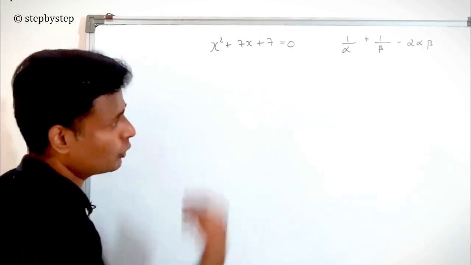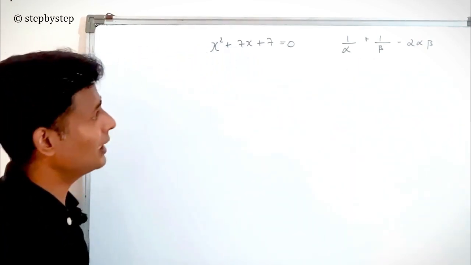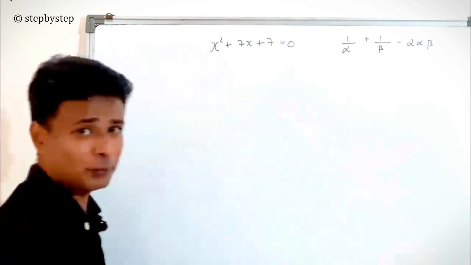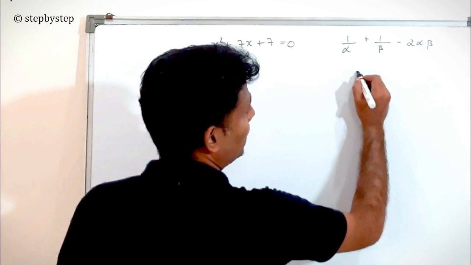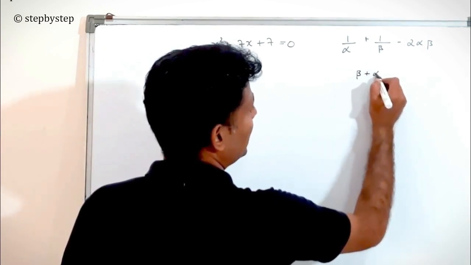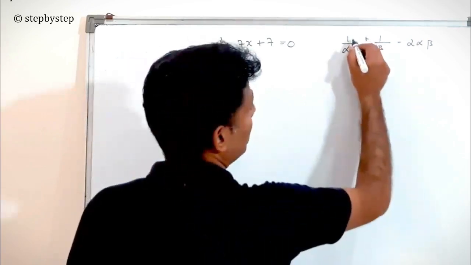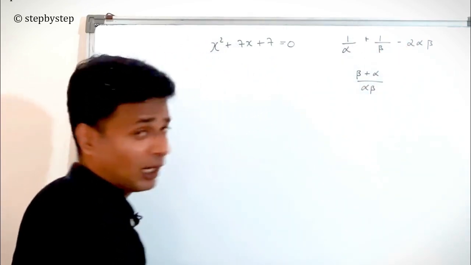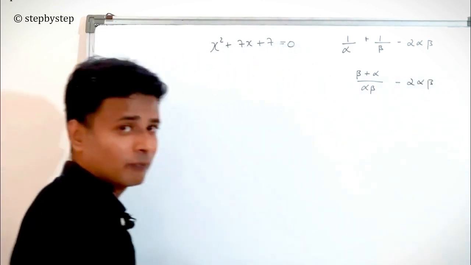But have they asked us to find the zeros? What they have asked us to find is this. So what I'm going to do is simplify it and see if it is possible without finding the zeros. So 1 by alpha plus 1 by beta. When we take LCM, it becomes (beta plus alpha) by alpha beta. That is multiplying here up and down by beta, here up and down by alpha. Now minus 2 alpha beta.